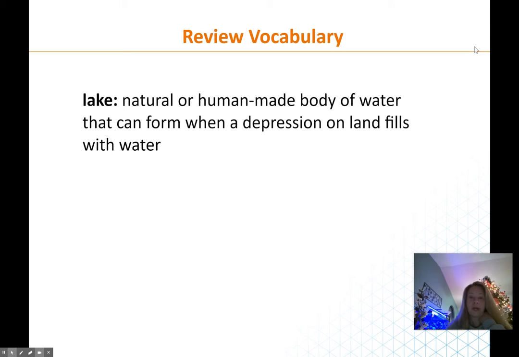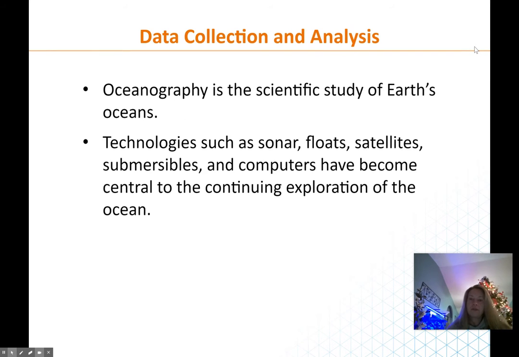So, just a review on vocabulary: a lake is a natural or man-made body of water, and that's formed from maybe glaciers, maybe dams like Whiskeytown and Shasta, or just natural little areas like in the Trinity Alps where we've got mountains. All right, so we're starting oceans, and oceanography is a scientific study of Earth's oceans.